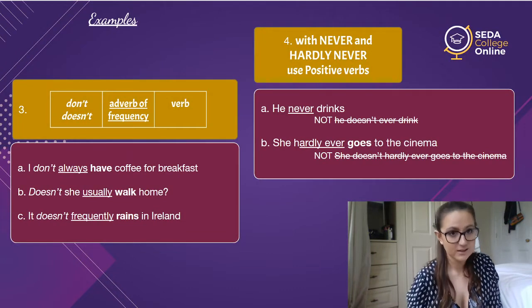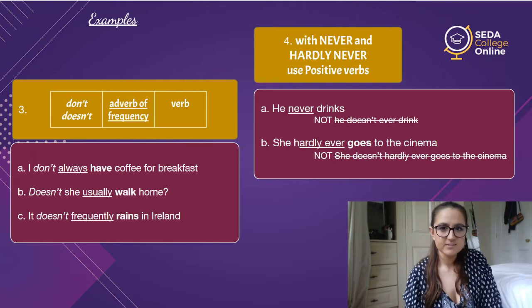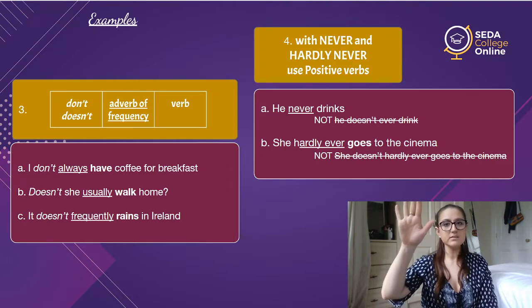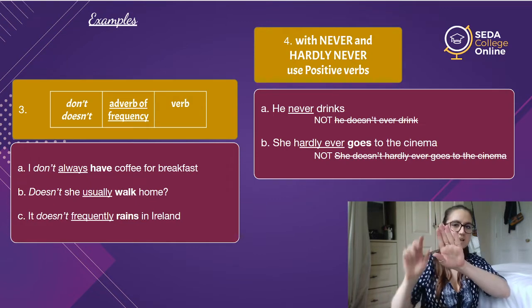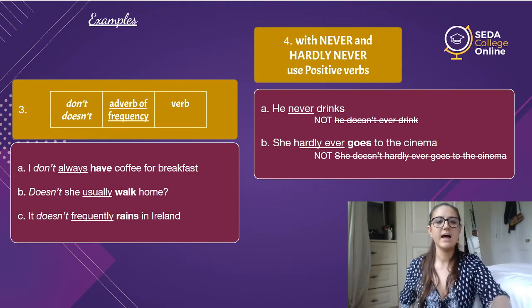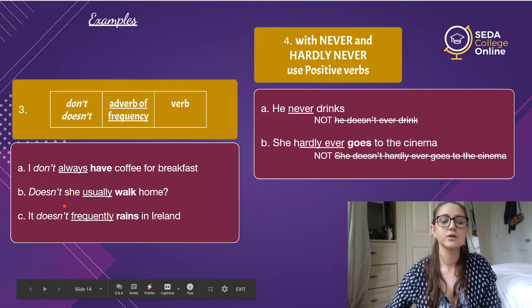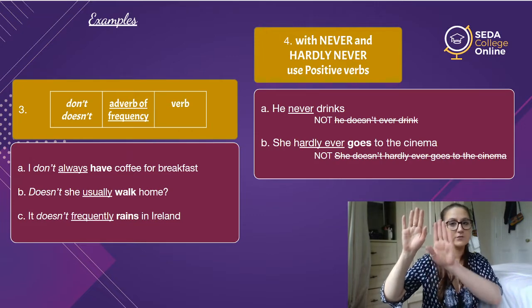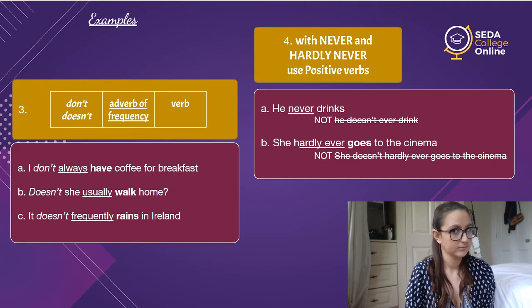Okay, but I have a little bit of an explanation. Don't and doesn't, that means the negatives, right? So the negative form is don't, doesn't. That's the negative form: adverb of frequency and then the verb. For example, I don't always have coffee for breakfast. So I don't always, that's in the middle, adverb of frequency, have coffee for breakfast.